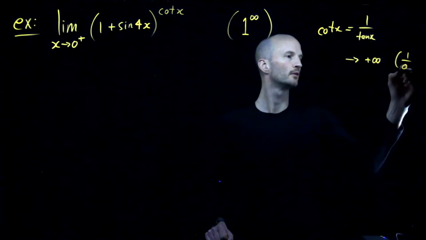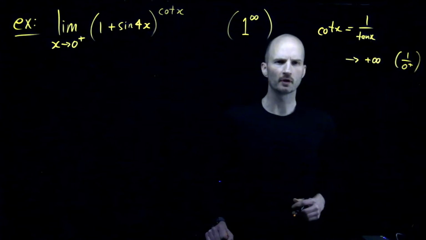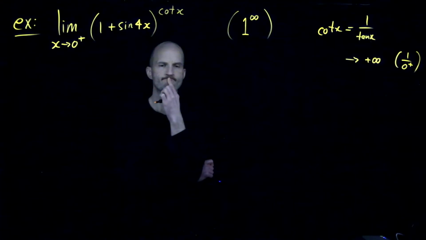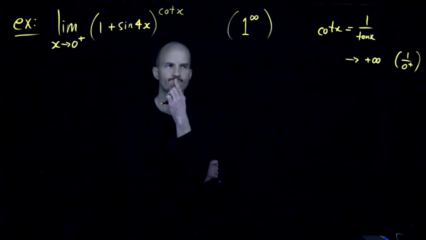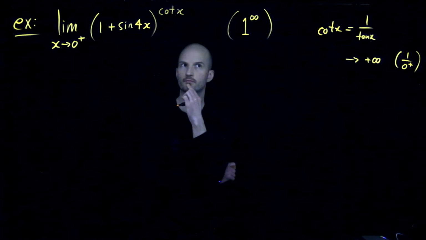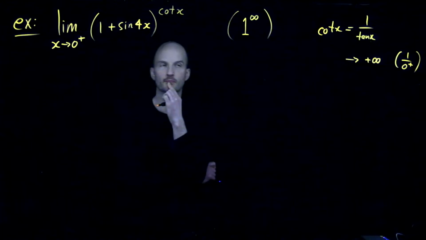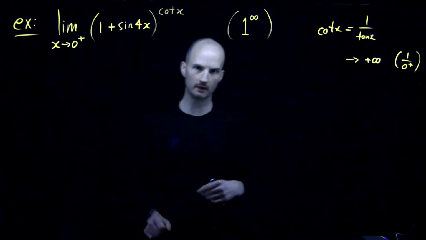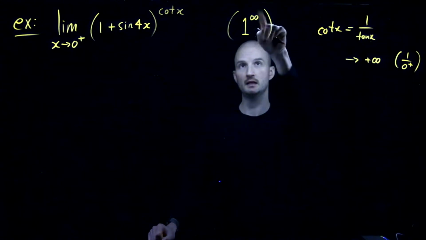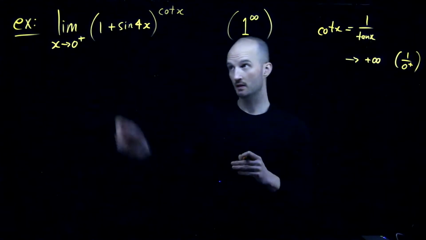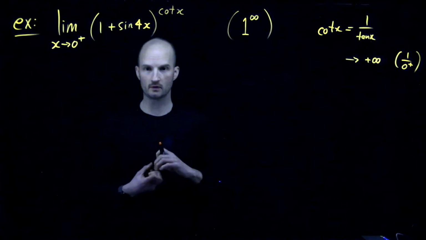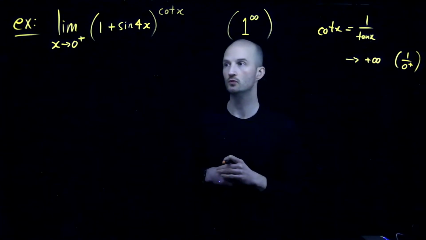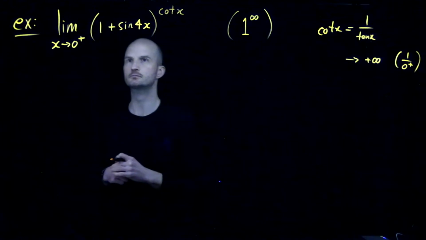And 1 over 0 plus, if you will. So this is going to 1, which pulls the whole thing towards 1, but the infinity in the exponent is making the expression large. So you have these two things working against each other, and then we're going to use L'Hopital's rule to sort this out.